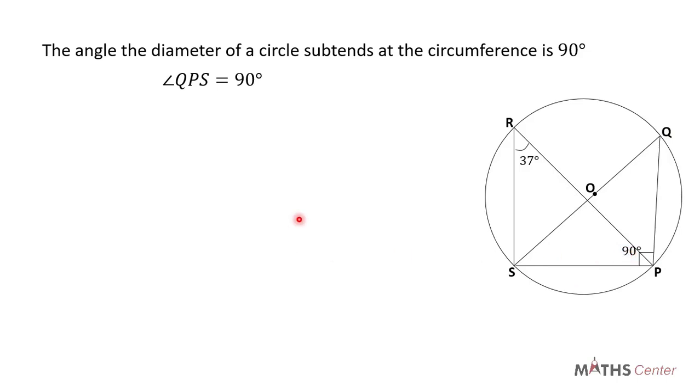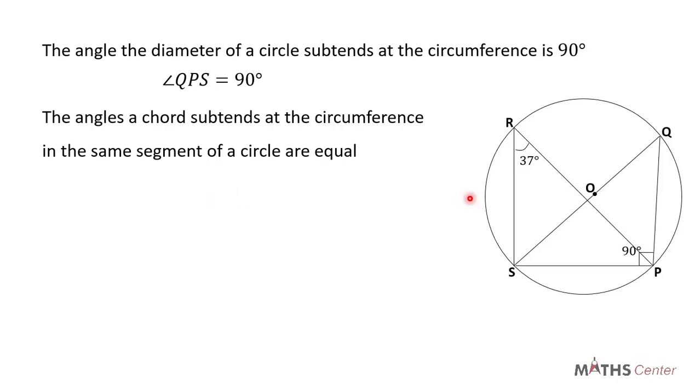Let's consider another thing. In a circle, the angles a chord subtends at the circumference in the same segment of the circle are equal. This is another theorem of a circle. When we look on our diagram, we can see that the chord SP subtends an angle of 37 degrees at point R. And then in the same segment, the chord SP subtends this angle at point Q.